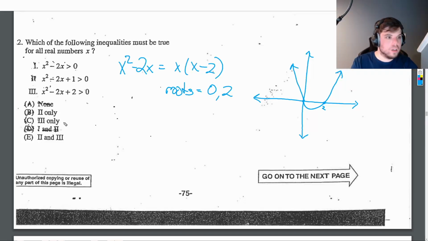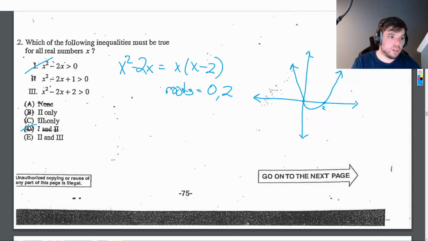Which means that 1 is false for all real numbers, because any number between 0 and 2, say 1, is going to break this inequality. So 1 squared minus 2 is negative. So we know this one's false for all real numbers. So it can't be 1 and 2. All right, let's look at number 2.